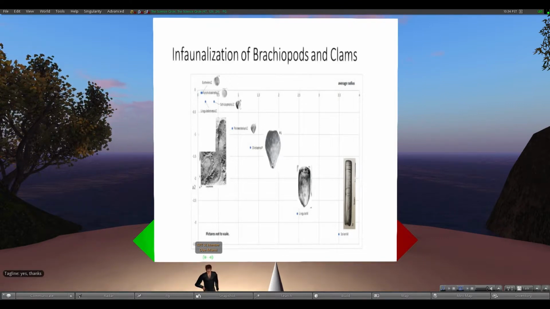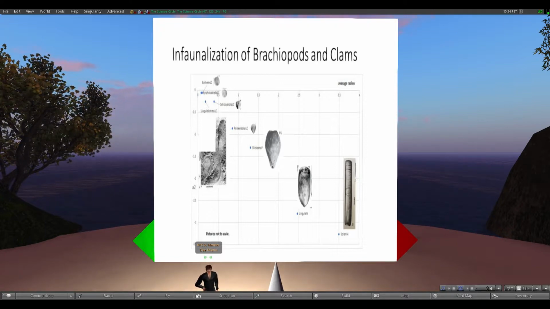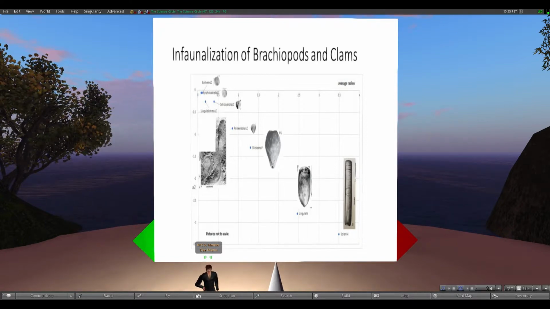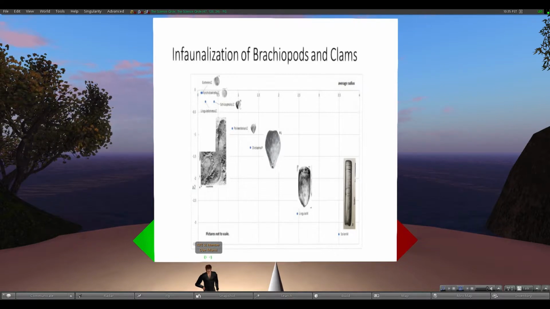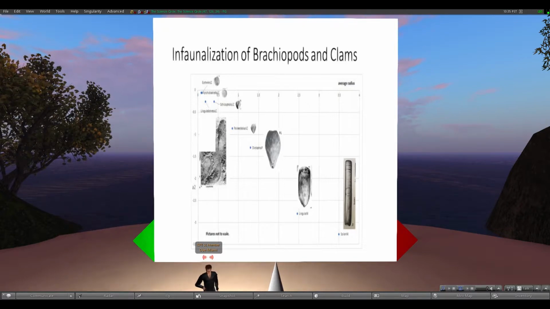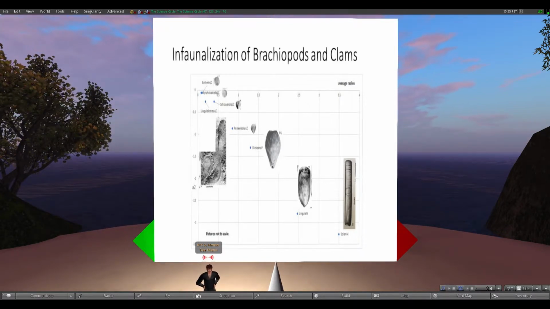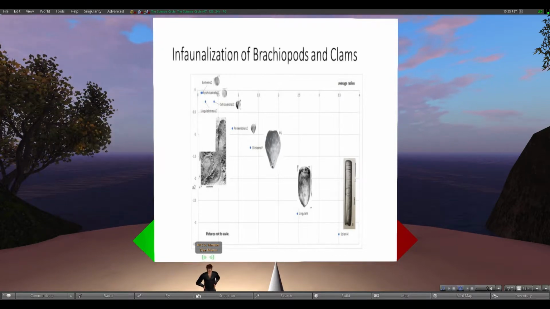I use it for analyzing shape, but you can also use it for analyzing periodicity in data points. There's a number of different uses for it. So anyway, to get back to the point that I was doing, the earliest of these so-called lingulid brachiopods start off as just circular.